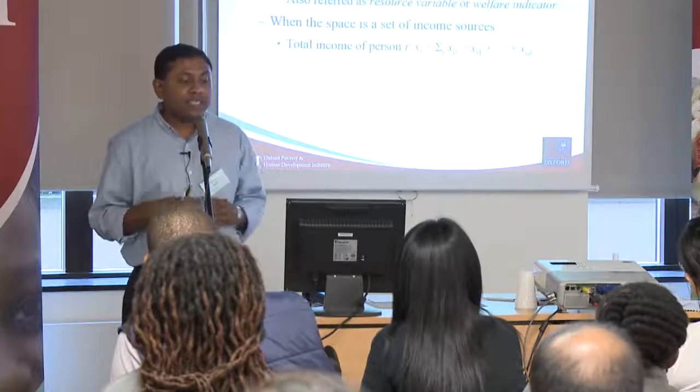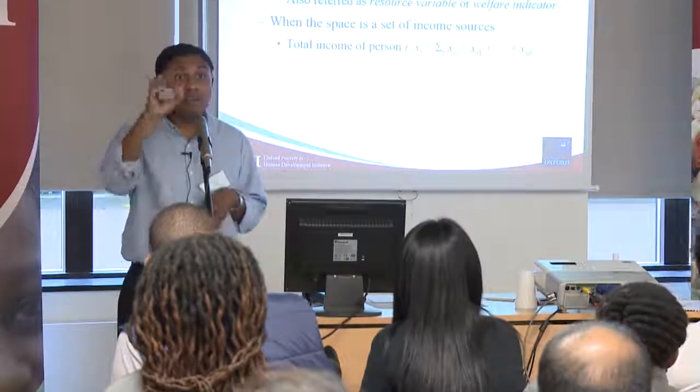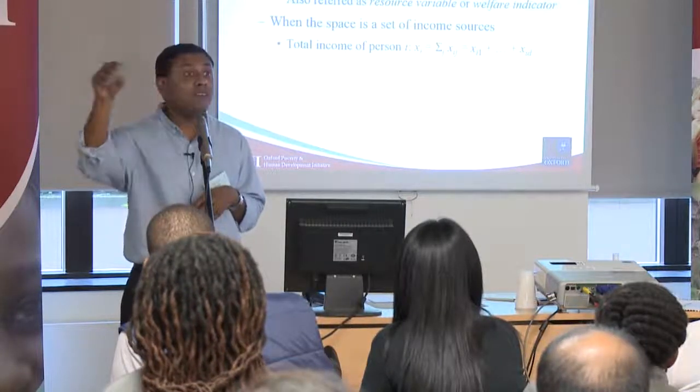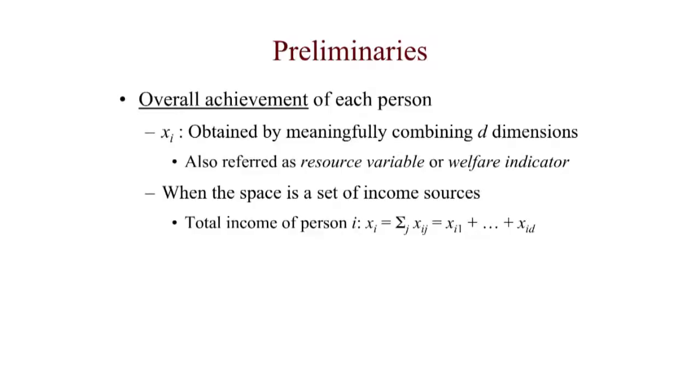Now, when the space is a set of income sources, for each person you have, say, 5 different income sources. You compute the total income of the person by just summing up all these income sources. So xi is just a summation of incomes from different sources, which is denoted by this particular term. Okay, so the total income, the overall achievement of person i, is the summation of incomes from the d different sources.